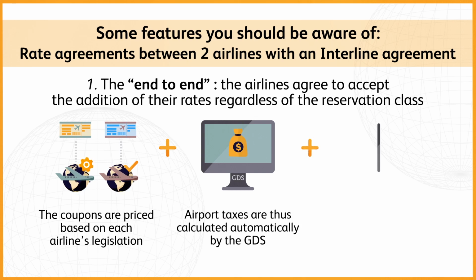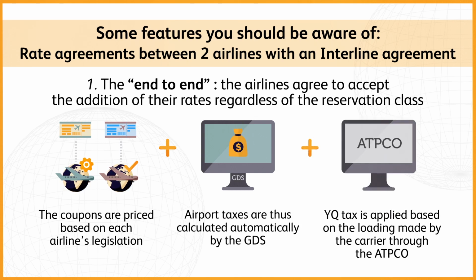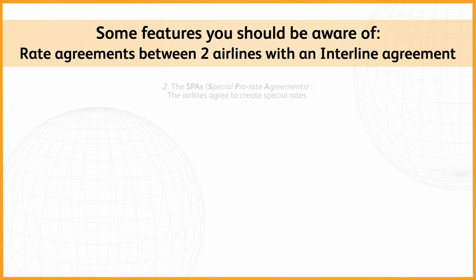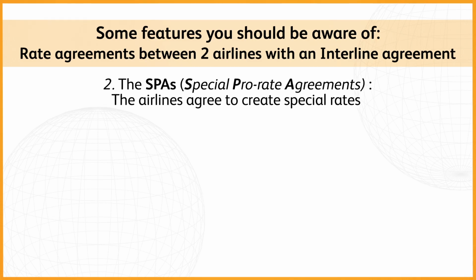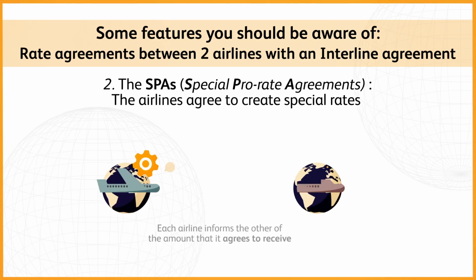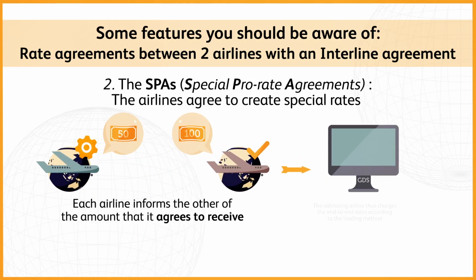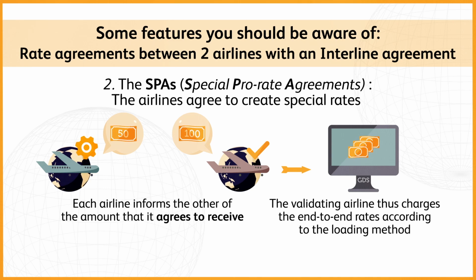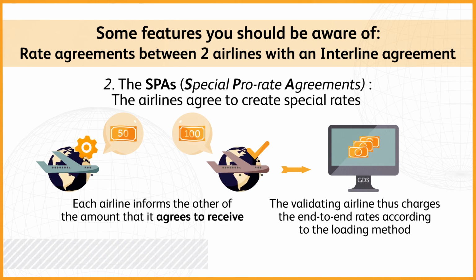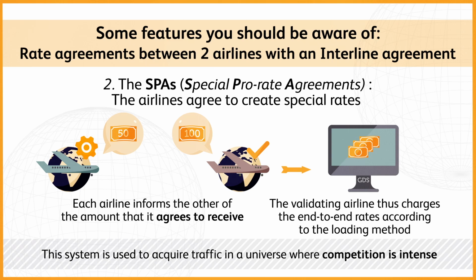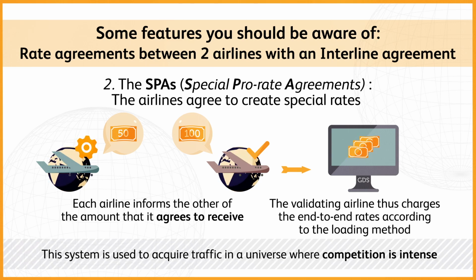For the YQ tax, in which the airline can put more or less what they want, it is applied based on the fare loading that the airline will have done by the carrier through ATPCO. Or the airlines agree to create special rates or SPAs, and in this case, each airline informs the other of the amount that it agrees to receive. The validating airline thus charges the end-to-end rates according to the fares loaded. This system is used to acquire traffic in a universe where competition is intense.